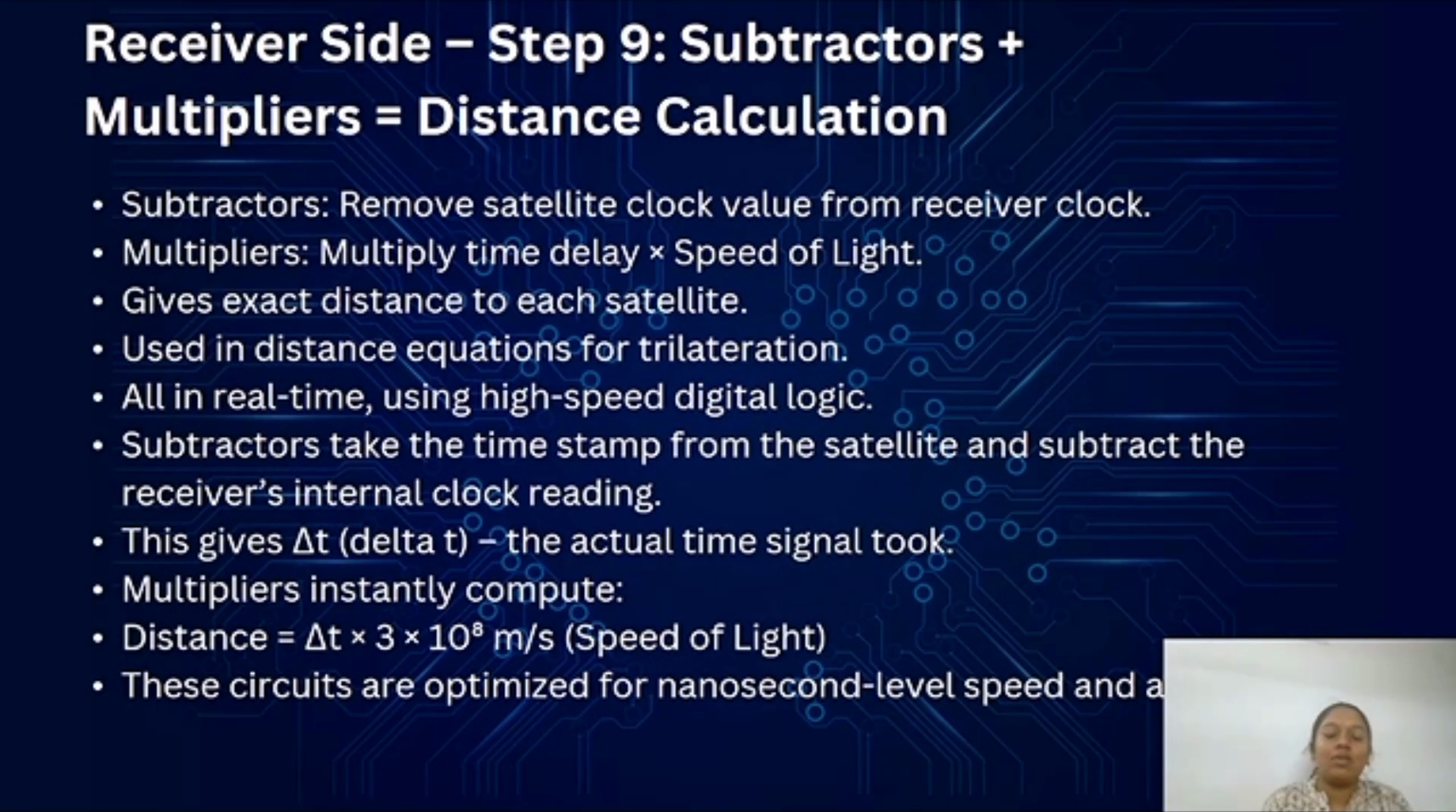So next is step 9 from the receiver side: subtractor plus multiplier is equal to distance calculation. So once we have the time delay from the counter, the next step is to calculate the distance.